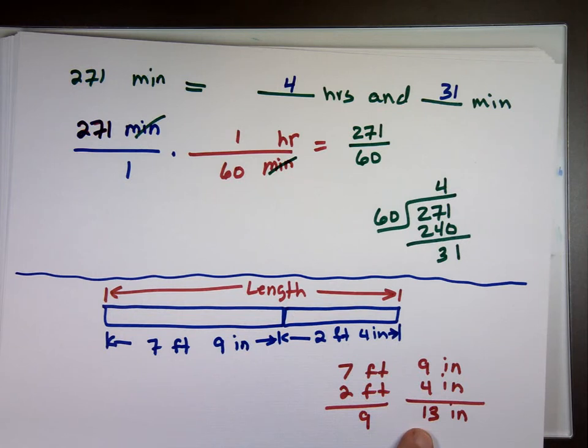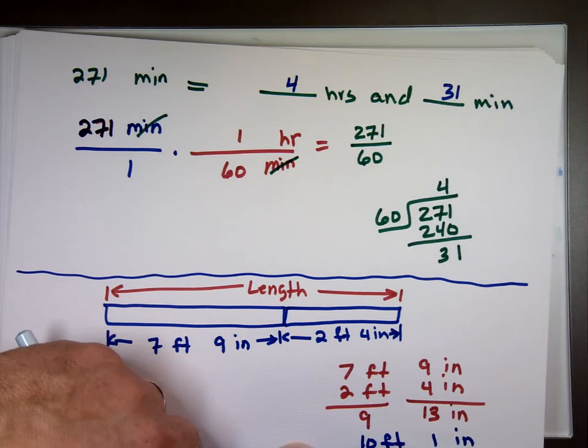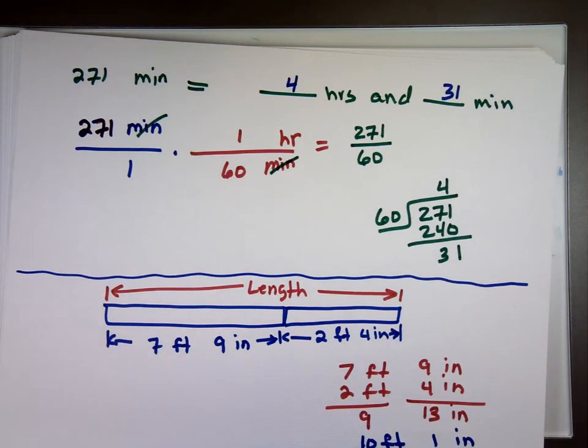That's more than a foot. That's a foot and 1 inch. So now I can take 1 foot, add it to this, and that will make it what? 10 feet and 1 inch. Because the 13 inches is 1 foot and 1 inch, that foot comes and you add it to this one.